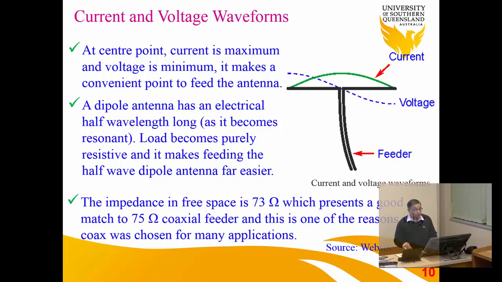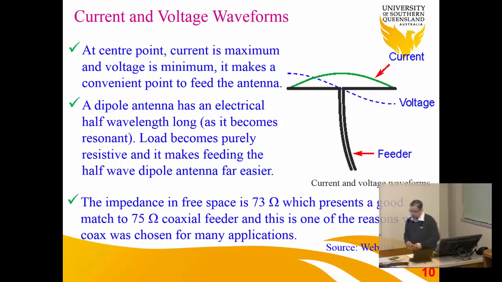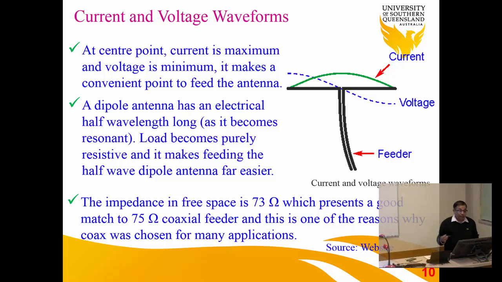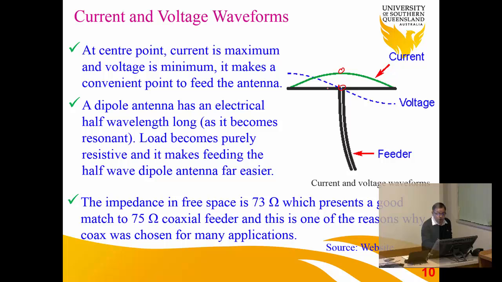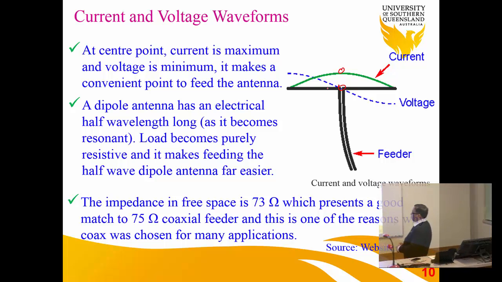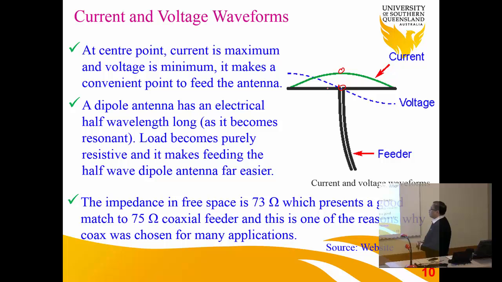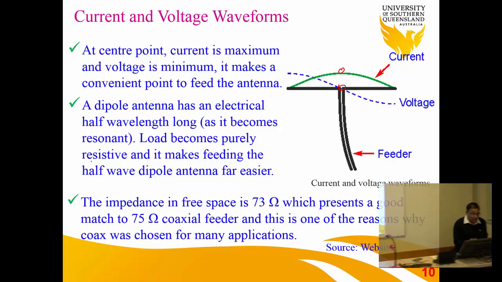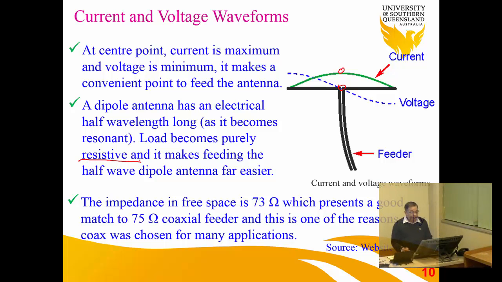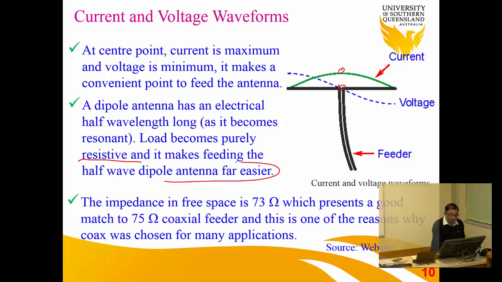Then we are coming to the current and voltage waveform. At the center point, we can see the current is maximum and voltage is minimum. It makes a convenient point to feed the antenna. The dipole antenna is an electrical half-wavelength long because it becomes resonant. In this case, the inductive and capacitive components cancel each other, so the load becomes purely resistive, and it makes feeding the half-wave dipole antenna far easier.